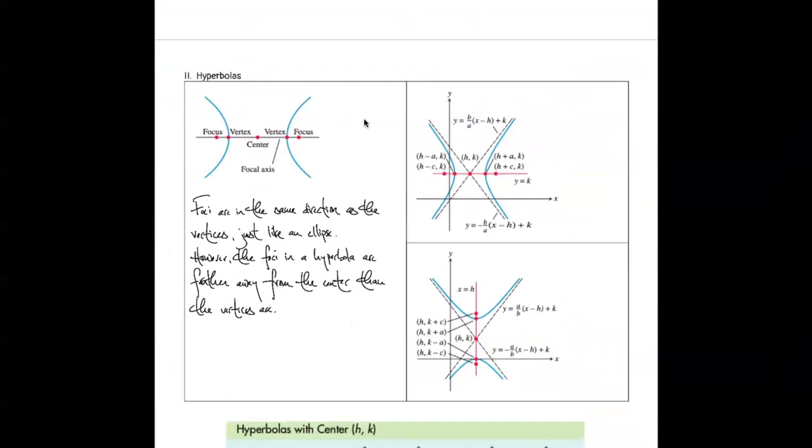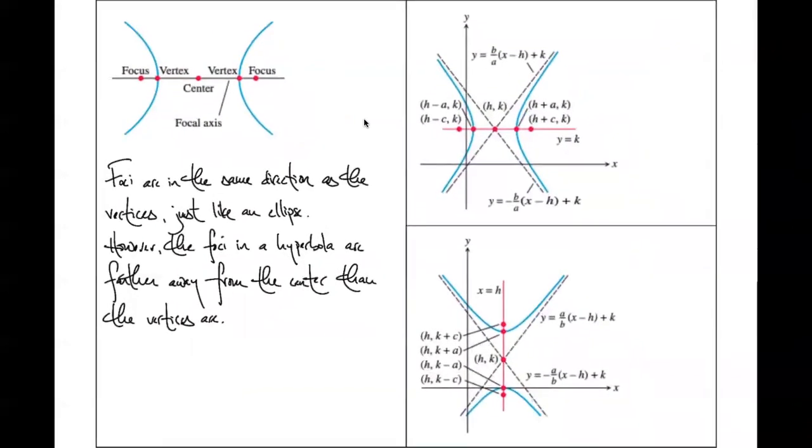A couple other important things to note. Just like we had two orientations of the ellipse, right? We had one that was like an Ernie, wider than it was tall. And then we had the Bert, where it was taller than it was wide. Similarly, we have situations where our hyperbolas open up sideways like this, or we have them opening up and down like this.